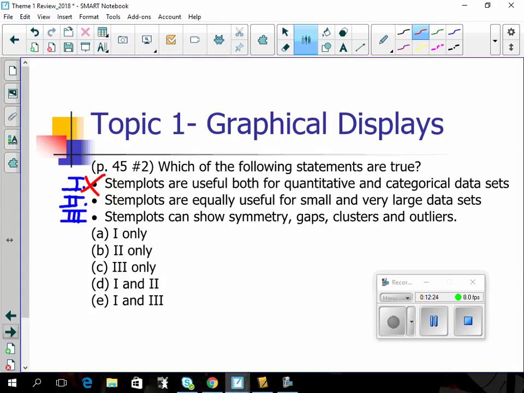All right, how about number 2? We just addressed that with stem plots, didn't we? Only useful for what size? Small, very good. So we're either at 3 or none. We don't have a none, so we know we have to be 3. Sometimes a none exists. But stem plots do show symmetry, gaps, clusters, and outliers. So good, I agree. Excellent.